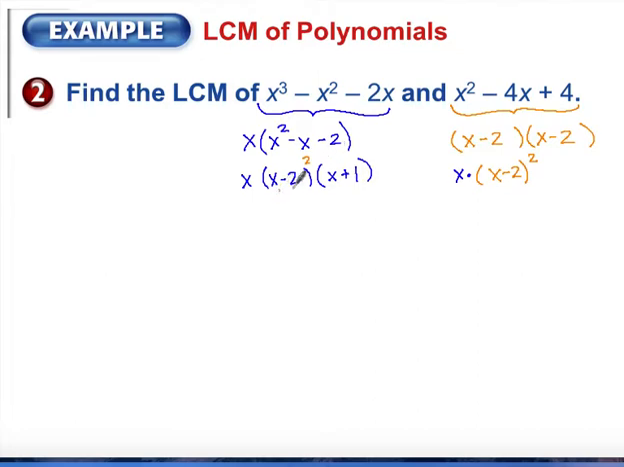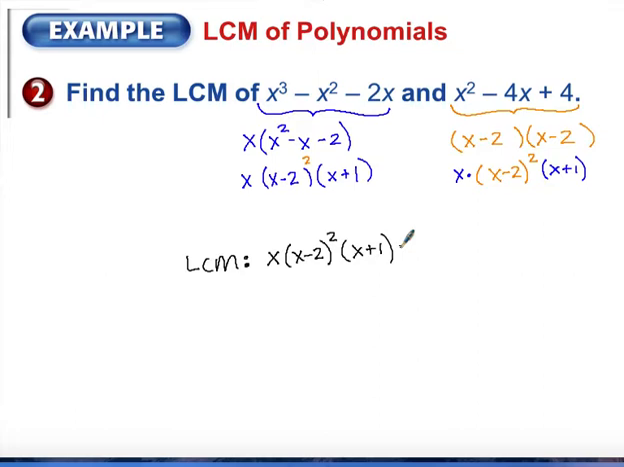Now, that's what I'm doing. I'm taking both expressions and I'm trying to get them to match. He has an x plus 1, which means that he needs an x plus 1. So I'm going to give him an x plus 1. So this time, our lowest common multiple would be: they each now have an x, they each now have an x minus 2 squared, and they both have now an x plus 1. Now, they didn't originally, but that's how you find your common multiples.